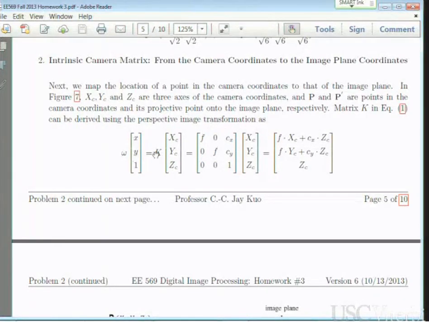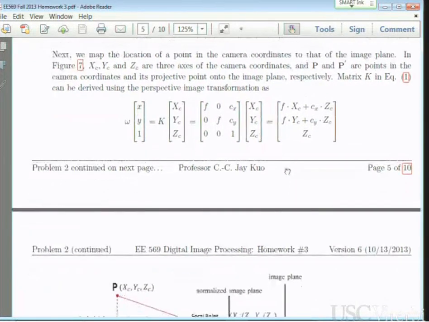So it's XC, YC through the K, and this omega basically tries to explain the scaling effect. There is an F scaling effect. We can write down this matrix like this one, and the scaling actually relates to the ZC. So omega is just like ZC. We put the omega here, and the first part is related to the triangle relationship, and the second one is related to the translation effect.